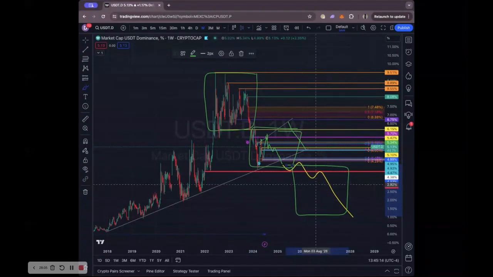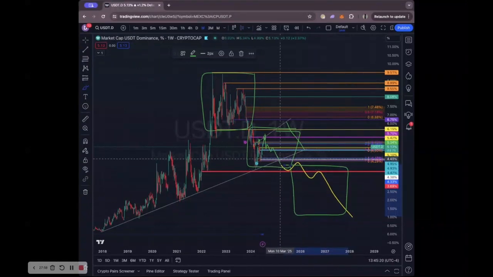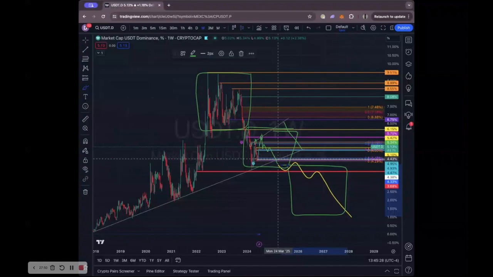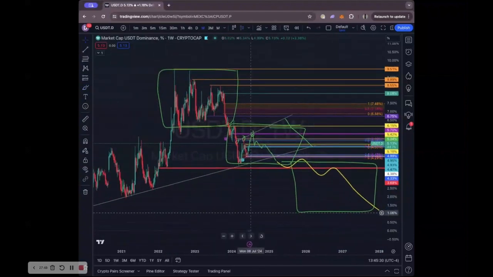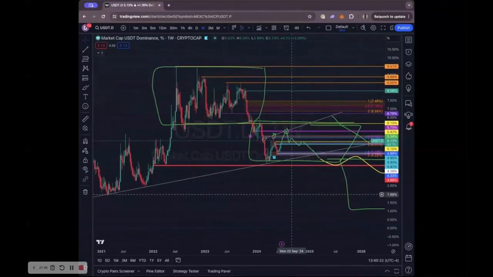And this is where we start to see, once we break that range, that's the next bull run, right? When people are referring to the next bull run, this is really it. When we start to transition from this stage to this stage, under 5.1%, or sorry, under 4.4%.